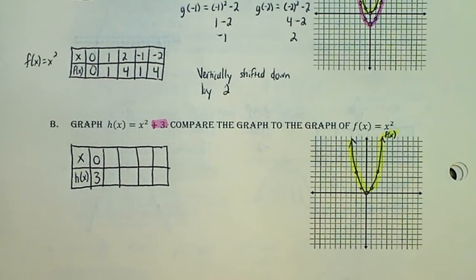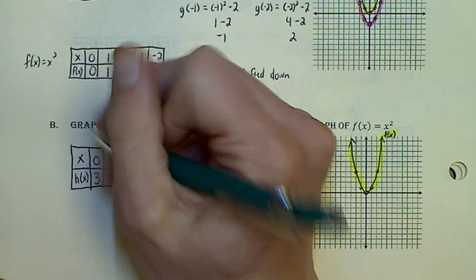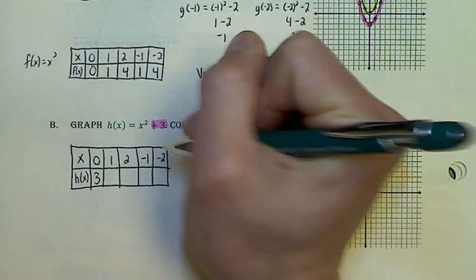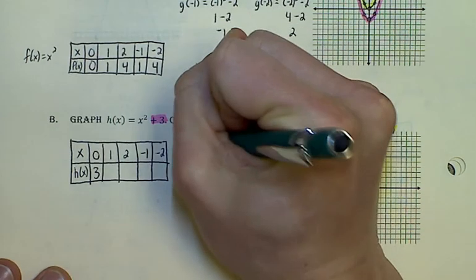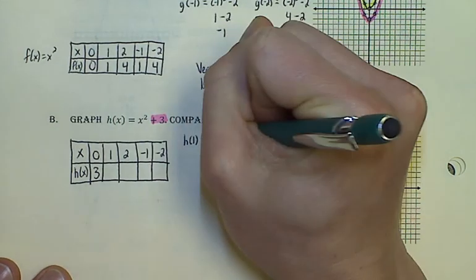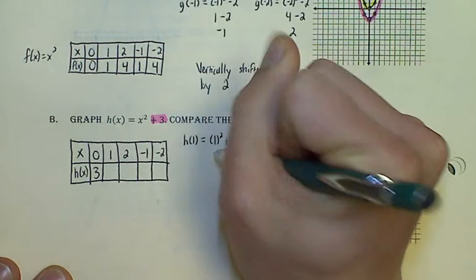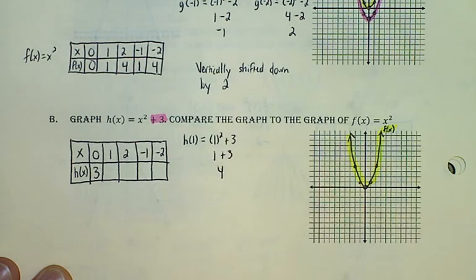Then I need to pick 2 points to the right, 2 to the left. We'll keep it simple: 1 and 2, -1 and -2. And then I need to plug them in. So I've got h of 1 equals 1 squared plus 3. Well, 1 squared is 1, plus 3 is 4. So when x is 1, h of x is 4.